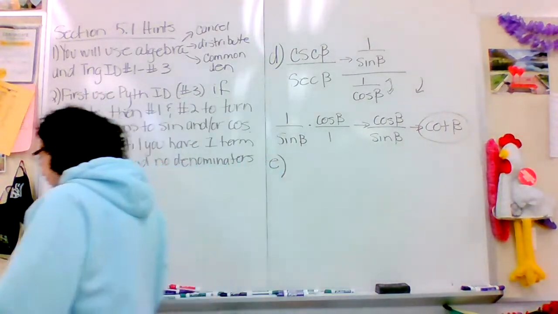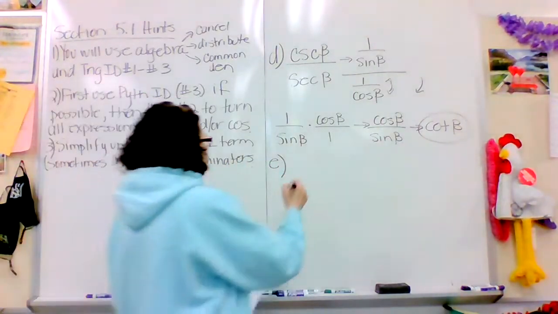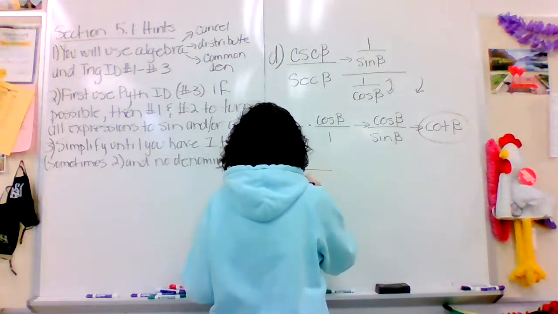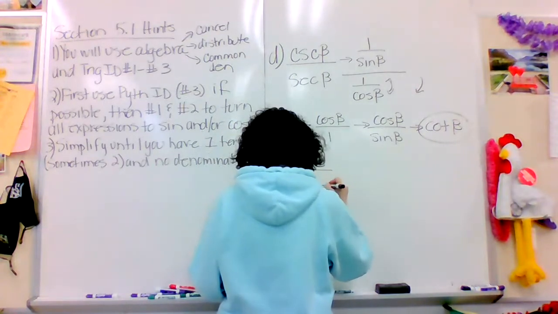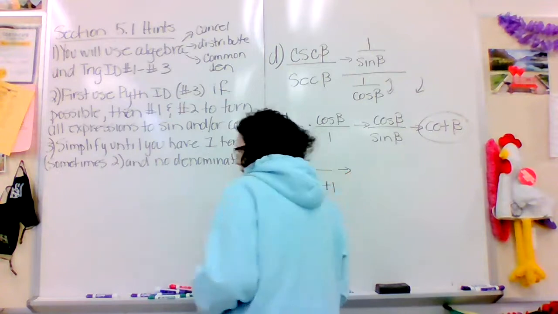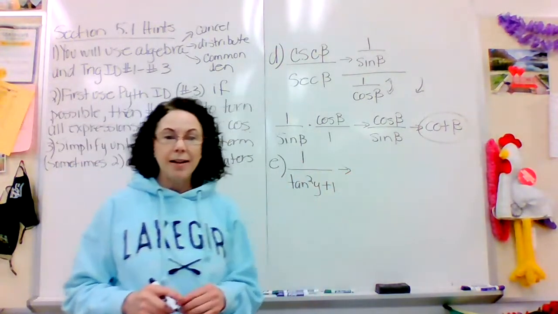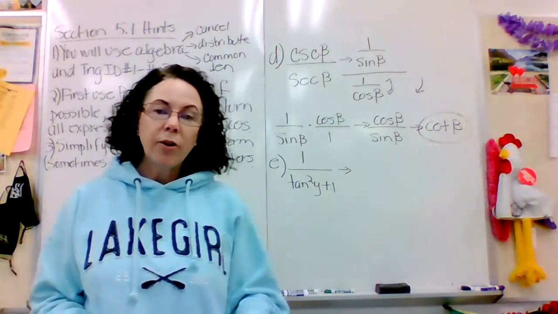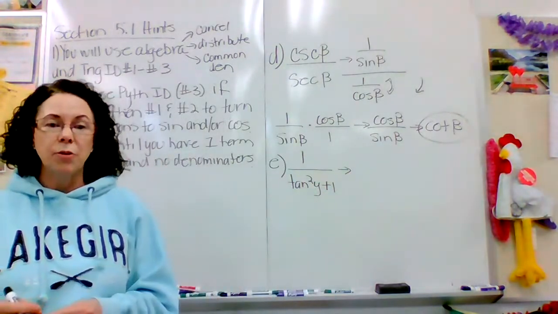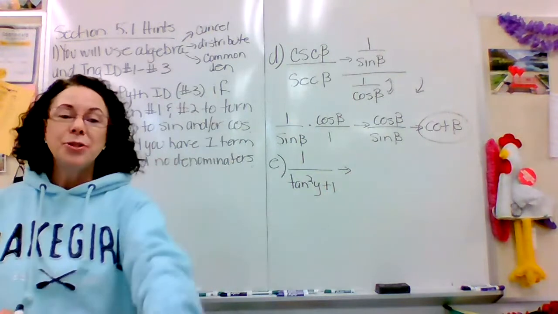Last one for 5.1e. They want us to simplify 1 over tangent squared y plus 1. Okay. Immediately what I see here is Pythagorean identity. I see a trig function being squared and a 1, and I know what tangent squared plus 1 is. It is equal to secant squared.